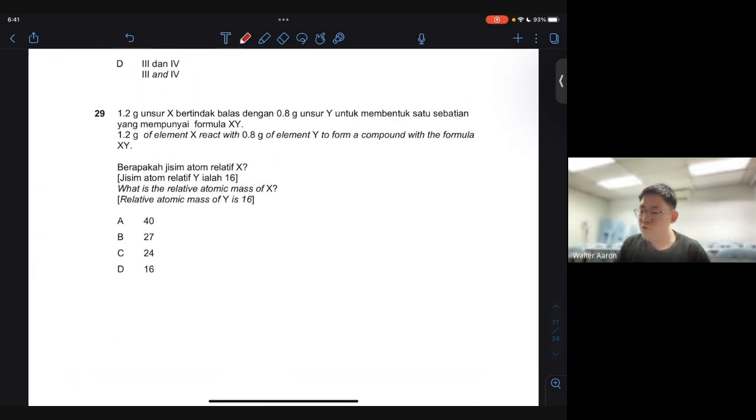Question 29: 1.2 grams of X reacted with 0.8 grams of element Y to form a compound with the formula XY. Here they ask you for the relative atomic mass of X. We know that the formula XY means a 1-to-1 ratio.